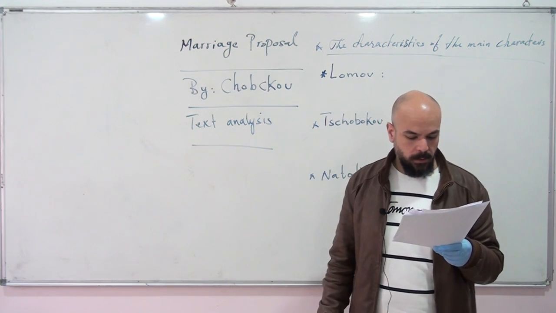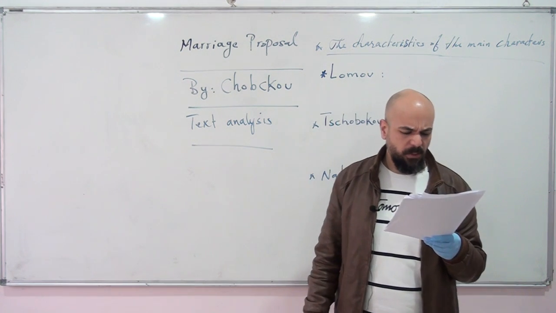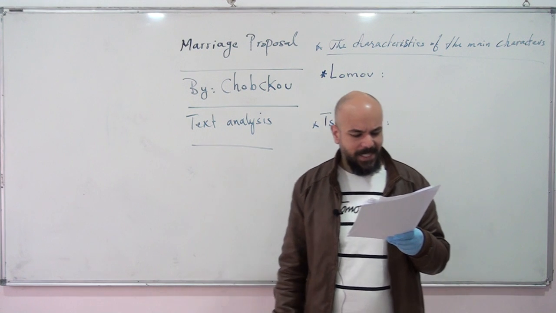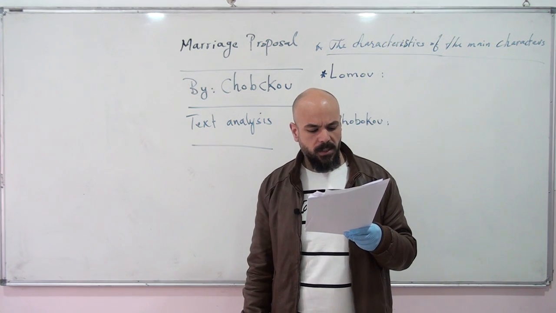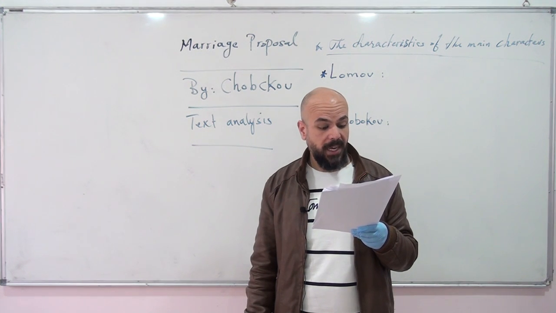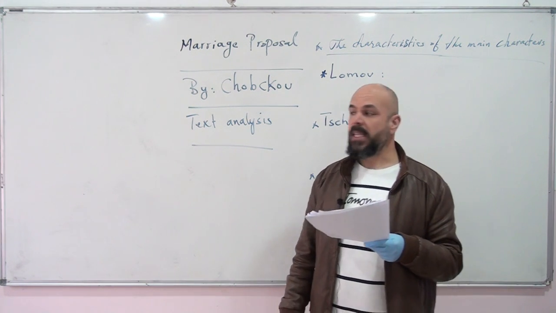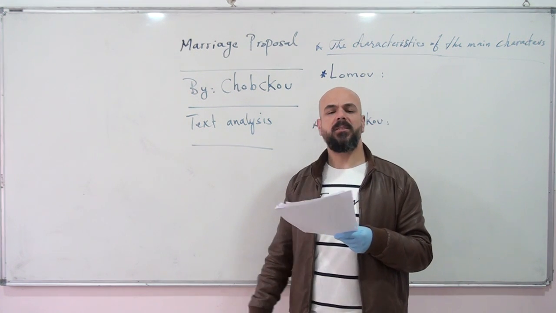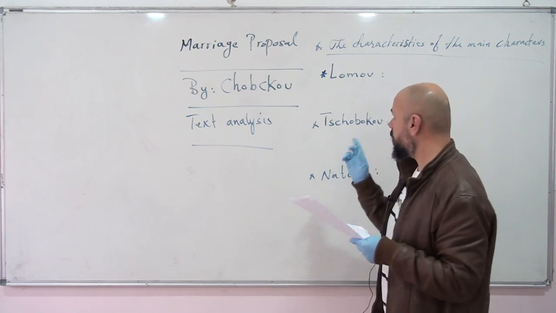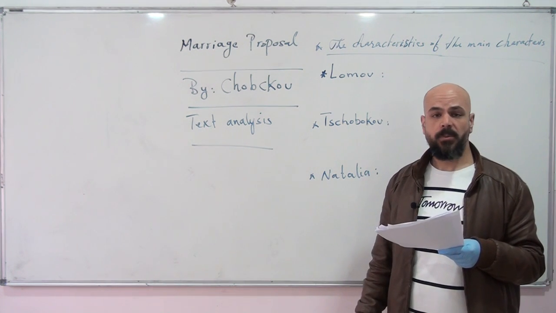Now, the question before the last one: what does Chubukov at first suspect that Lomov has come for? Is he sincere when he later says, and I've always loved you, my angel, as if you were my own son? This is the sentence said by the father when he was informed by Lomov that he's coming for the marriage proposal.